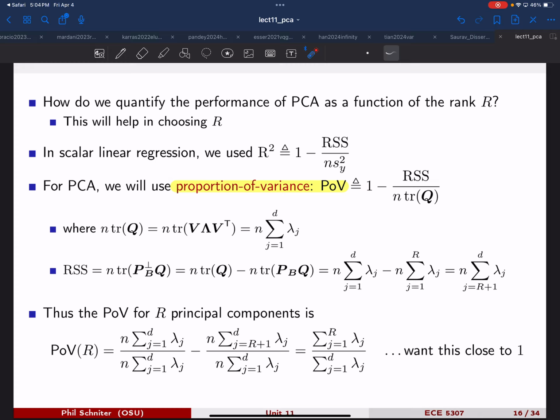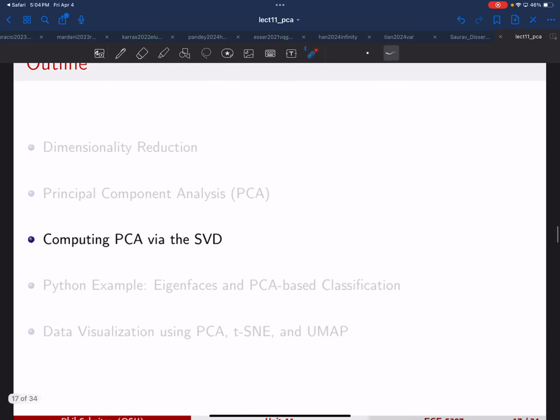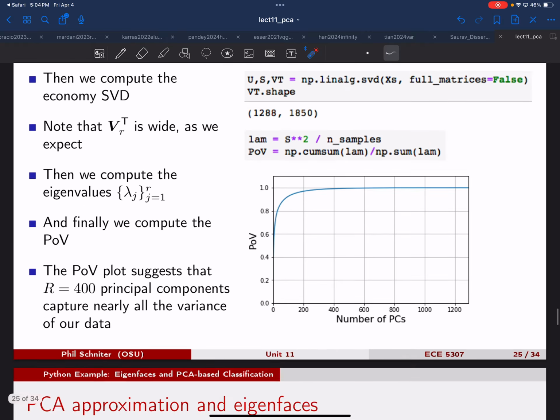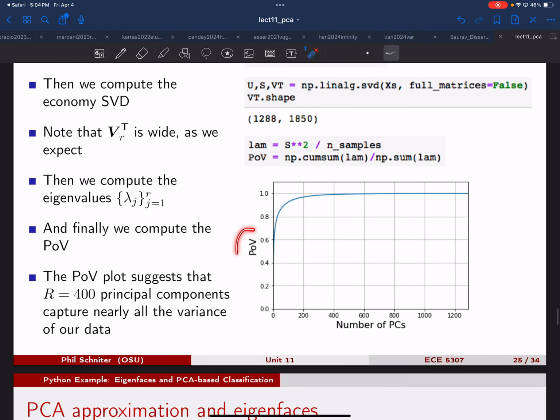So for example, if you made a plot of POV versus R, let's see, do I have a plot? Here's a plot of POV versus R, the number of principal components. You can see it shoots up, and then at some point it gets really close to 1. And you might say, okay, that's good enough. I can stop my approximation here. I don't need to use 1,300 principal components.